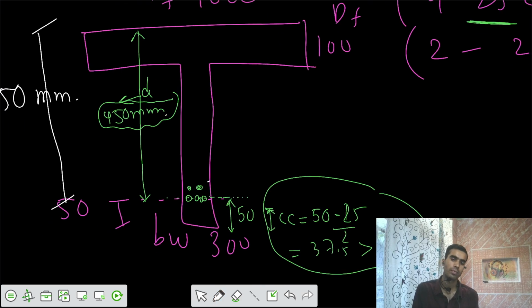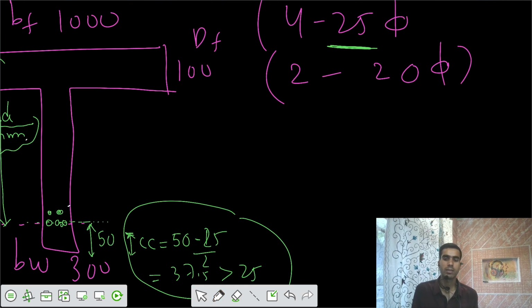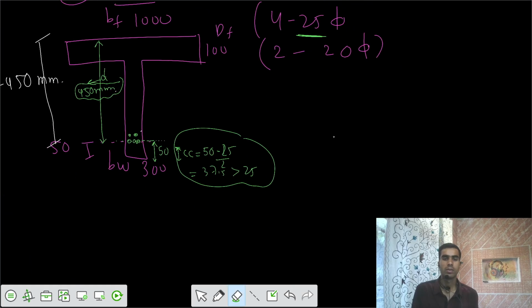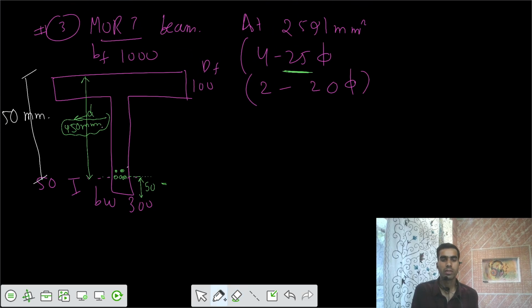Okay, let's take this problem now. Let's take this one. We need to get the moment of resistance of this section, such that your characteristic strength for your materials is that concrete is M20 and steel is Fe415. Use the LSM method, limit state method.